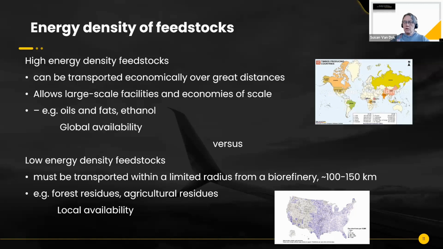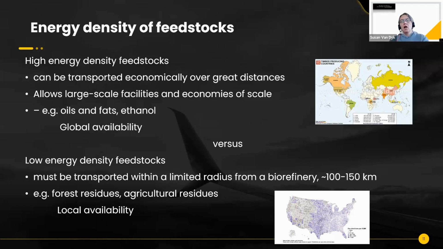And some of these facilities can be like 1 billion liters. And the only reason why we can get that kind of scale is because of the high energy density of the oils and fats that can be transported everywhere. So here, when we look at availability, we don't need to worry so much about what is available immediately in the area where we want to build a facility, because we can bring feedstocks in from anywhere.